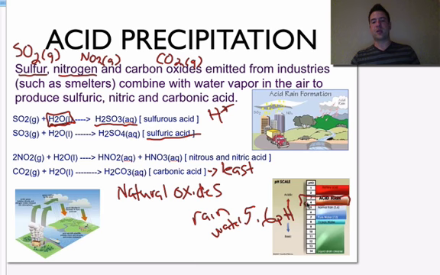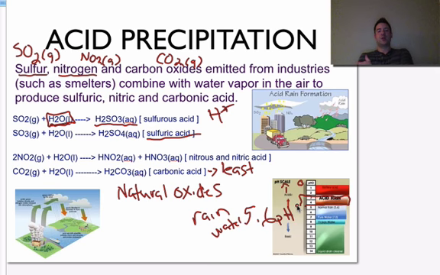So it's going to have a lower pH, therefore it's going to be more acidic. So the closer we get to 1 or 0 on the pH scale, the more acidic it becomes. So we're going to increase the acidity. So what's happening with acid rain is it's more acidic because of this chemical reaction and the combination of these natural oxides: sulfur dioxide, nitrogen dioxide, carbon dioxide, and sulfur trioxide.